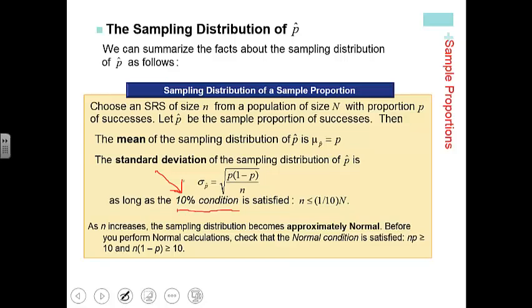As n increases, the sampling distribution becomes approximately normal. Before you perform normal calculations, you have to check the normal condition. So our first condition was the 10% condition, and that's for standard deviation. The second one is the normal condition, where np and nq both have to be greater than 10 in order to use normalcdf and normalpdf.